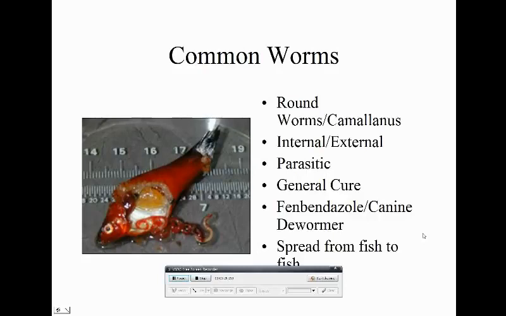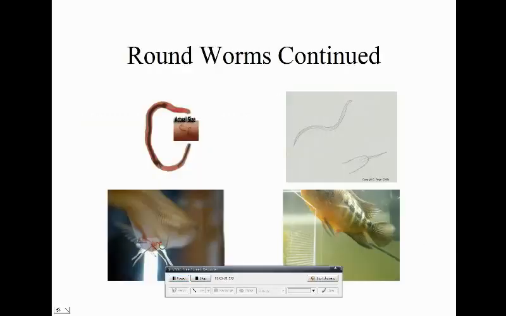Now these are some more pictures of what roundworms look like. These are actual size in reality, but I don't know if my pointer even shows up on here. On the bottom left you're going to see what they look like when they're coming out of the anus, basically. In the right hand picture, I think it's a cichlid, maybe. I'm not sure. I think the left hand picture is a guppy. But these are nasty, nasty things. One of the worst things you could ever get in your tank.